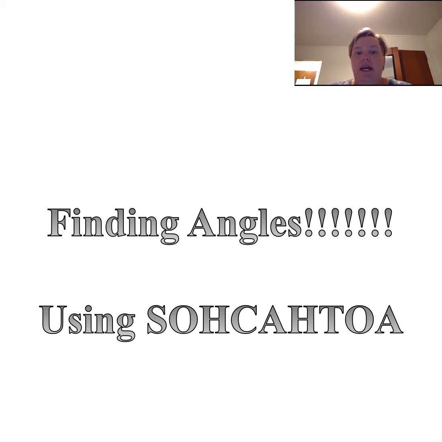Alrighty, hello Year 10 again. So today what we're going to do is use the labeling of the triangles and the work you did on working out what's sine, what's cosine and what's tan, using that SOH CAH TOA, and we are going to actually work out some angles. So we're going to use the whole thing to actually get some answers.